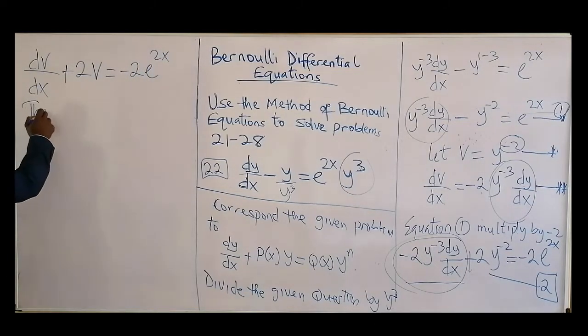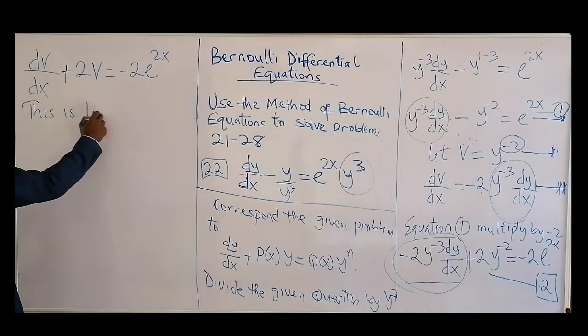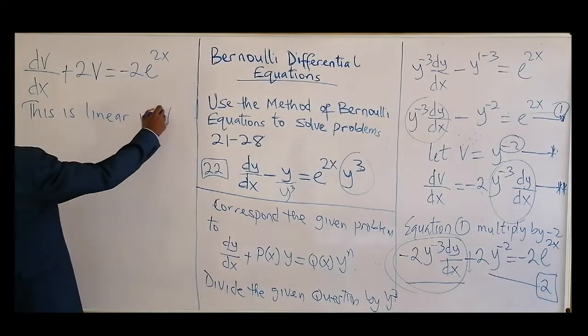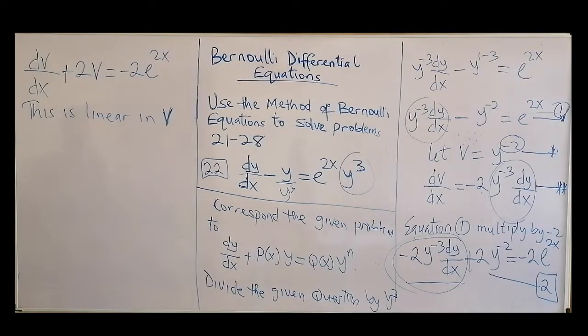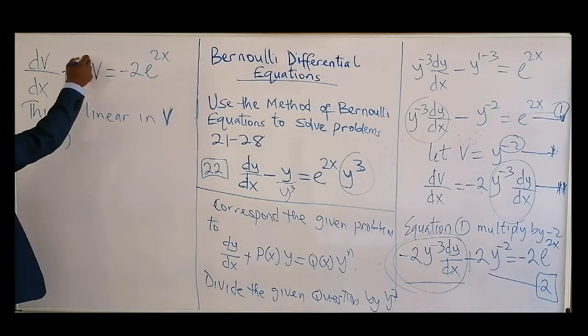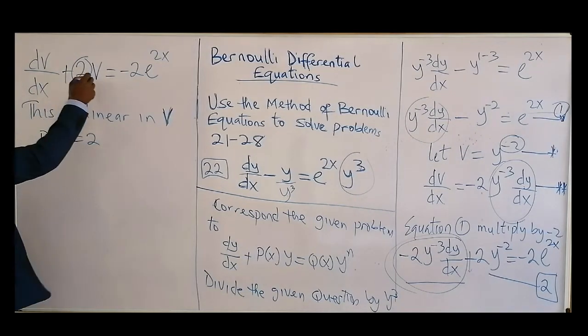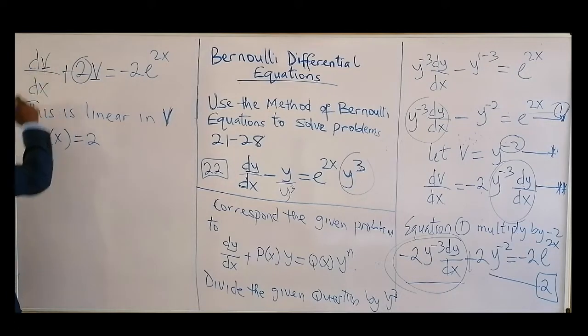Okay, so this is now what? This is now linear. This is linear in what? In v. That's linear in v. Then we solve it with the linear differential equation method, where P of x is 2. And when we say something is linear in a certain variable, that variable must be here, and that variable also must be here too.